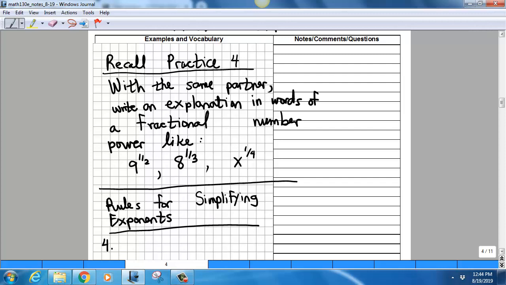Depending on the denominator of the fraction. Oh yeah, right. So 1/4 doesn't mean the same as 1/2 or 1/3. Yeah, right. Okay. Root 4. Yeah, root 4. There you go.